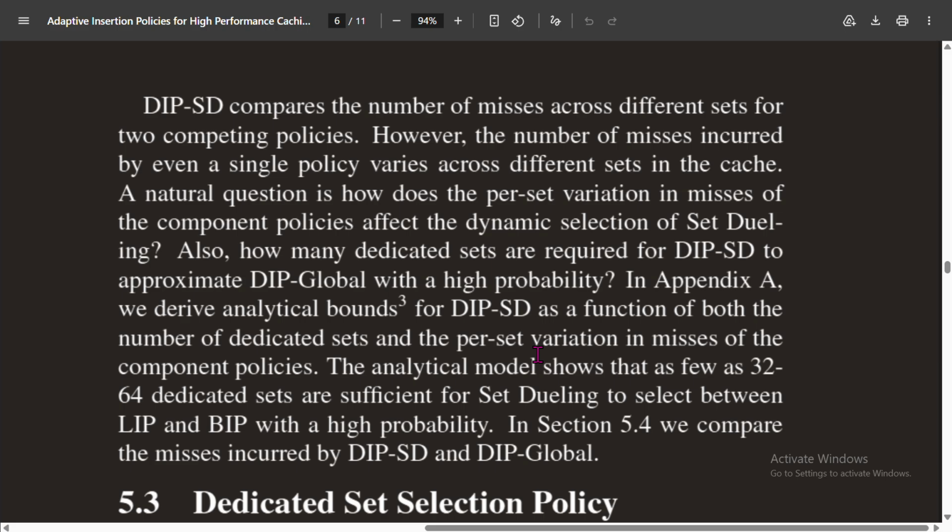The analytical model shows that as few as 32 to 64 dedicated sets are sufficient for set dueling to select between LIP and BIP with a high probability. In section 5.4, we compare the misses incurred by DIP-SD and DIP global.